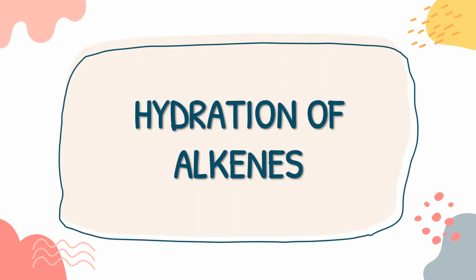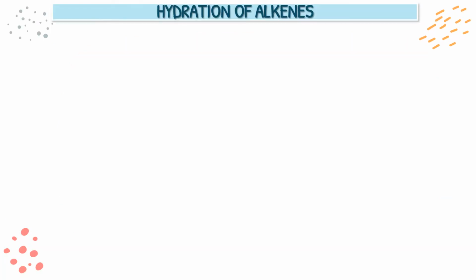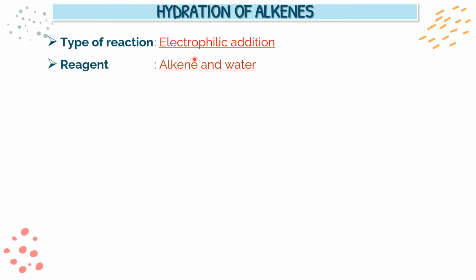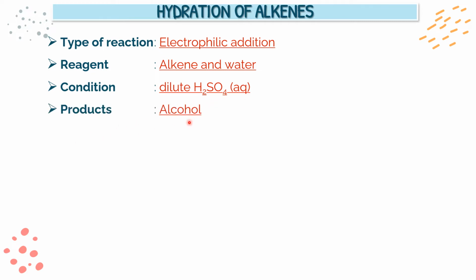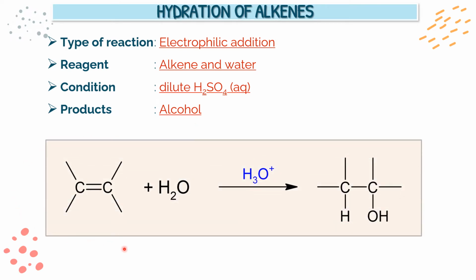In this video, we're going to look at the mechanism for hydration of alkenes. For the hydration of alkenes, the type of reaction is an electrophilic addition reaction, and the reagent that we're going to use is alkene and also water. The condition must be done in dilute H2SO4, and the product that we're going to get is alcohol. So this is the general equation.